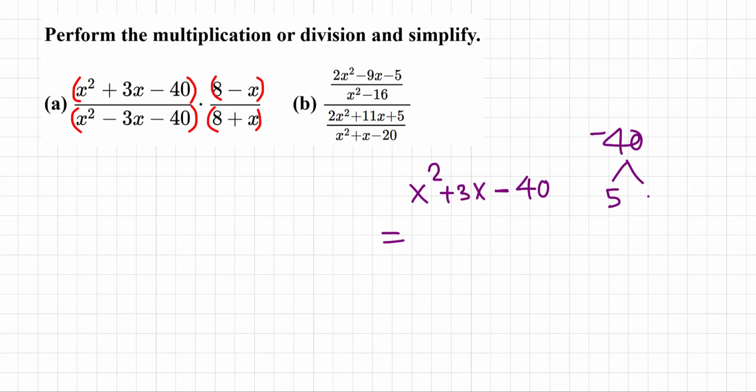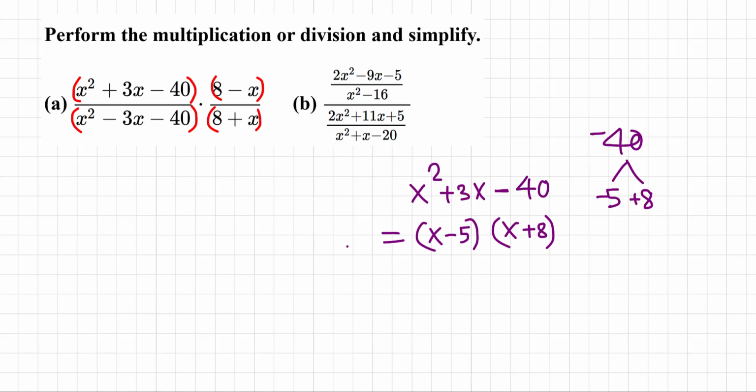So 8 times 5, 40. Plus means plus in the bigger, minus. So 8 times 5, 40, plus and minus, and when we combine these two numbers, we're gonna get plus 3. So this one is simply a product of two binomials, with x squared meaning x, and the numbers are negative 5 and plus 8. It does not matter which one you write first. Negative 5, positive 8. That's for the top.